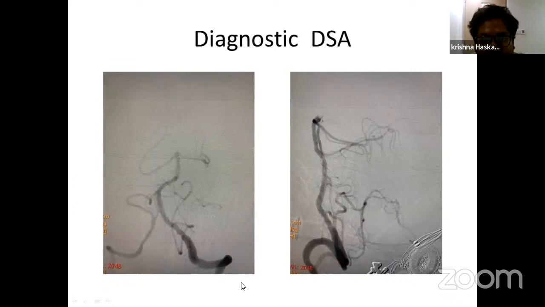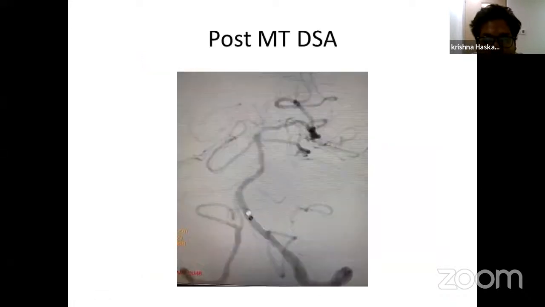Only what I was seeing is the superior cerebellar arteries. This is a lateral view, and then doing a selective injection of the left PCA. After passing the Solitaire stent retriever, we have opened up the left PCA, and there is a reperfusion seen in that left PCA, whereas the right PCA is a fetal PCA on the right side.